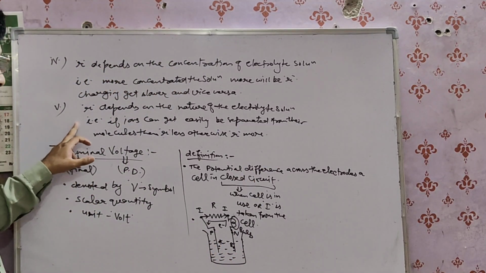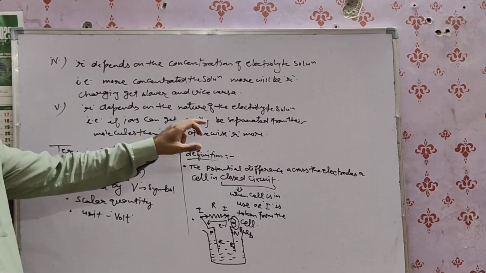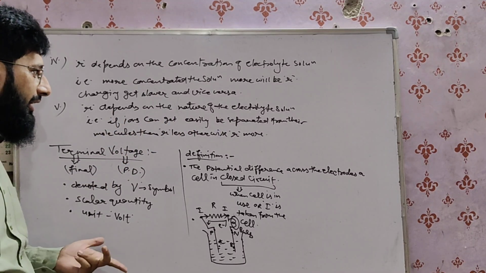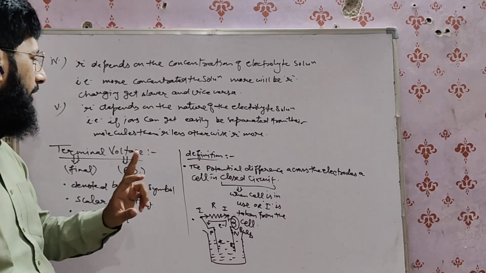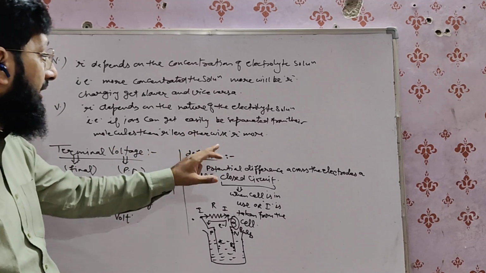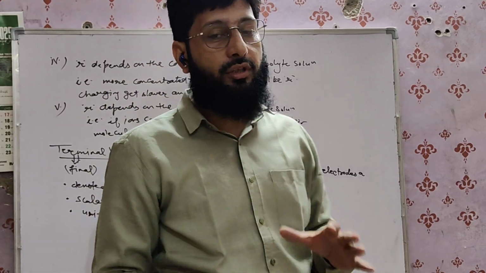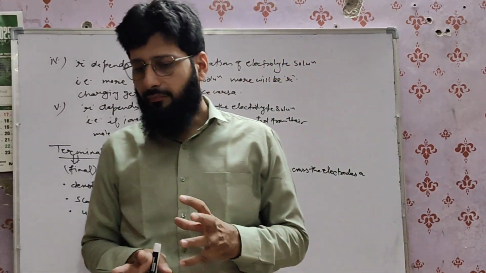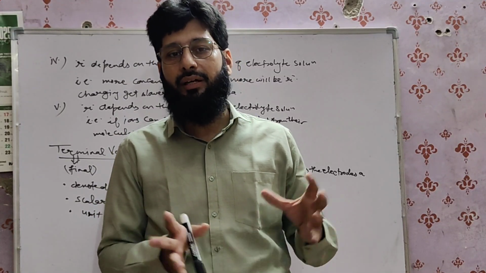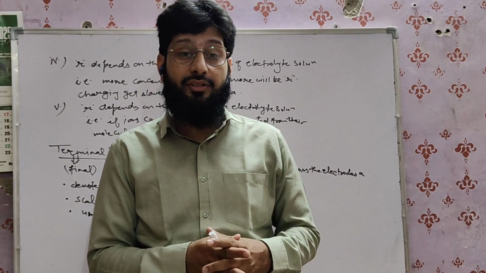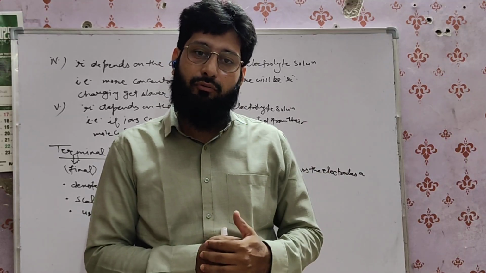Now next, the last one: internal resistance depends on the nature of the electrolyte solution. What is the nature of the electrolyte solution? If ions can be easily separated from their molecules, the internal resistance is less, otherwise internal resistance is more. So keep in your mind, if the ions can be easily separated, then internal resistance will be less.